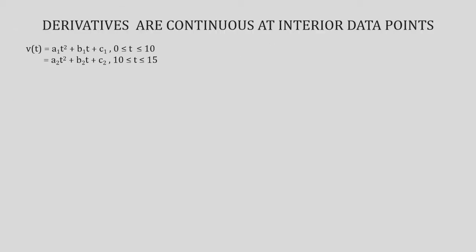So we now have 10 equations. Derivatives are continuous at interior points, data points. We derive these two so that they have the same slope.